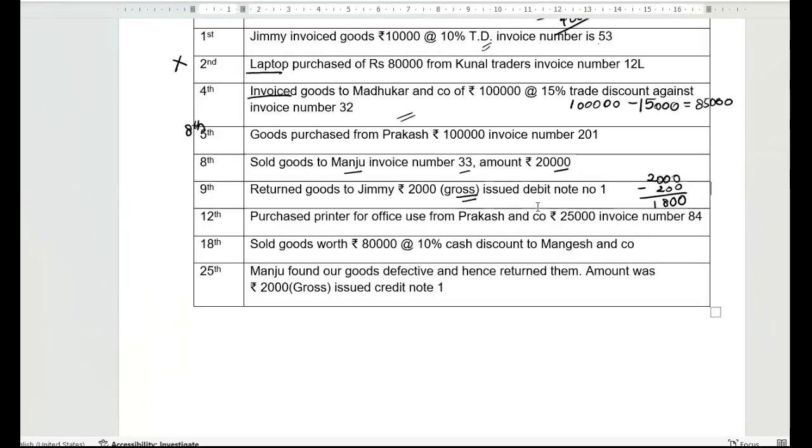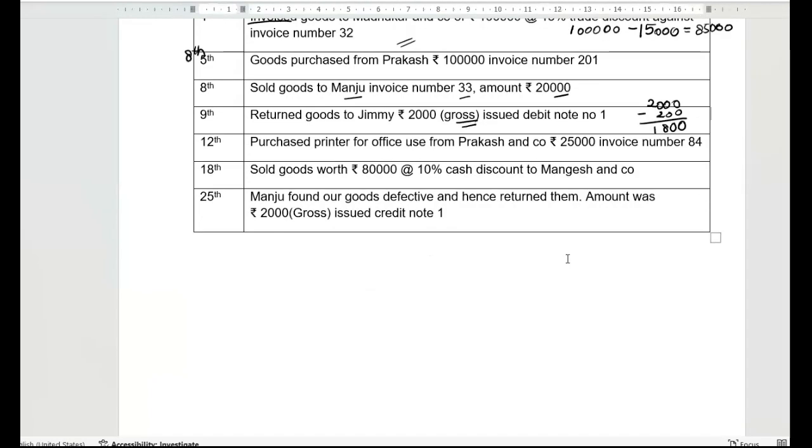Right? Amount is 1800. Debit note 1, 1800. Next one is purchased printer. On 12th, we are buying a printer for office use from Prakash and Company and invoice number is 84. Should you record this transaction? The answer is no, because it is a fixed asset, right?